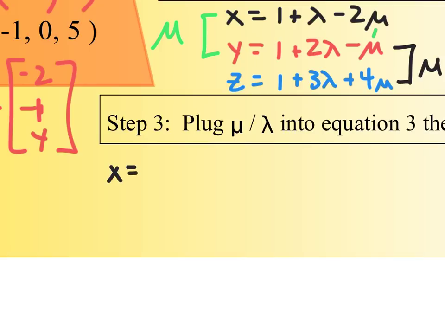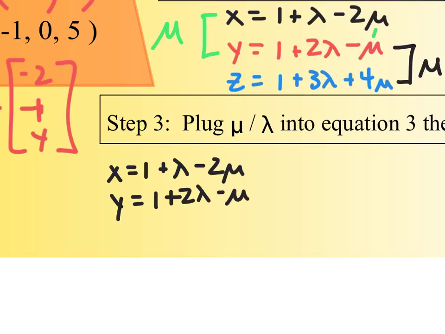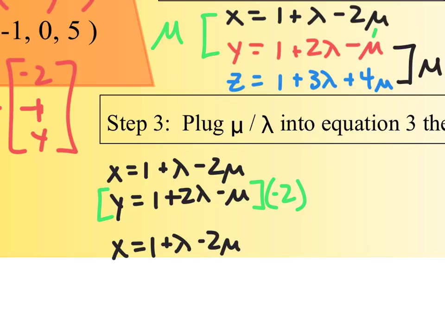So x equals 1 plus lambda minus 2 mu, and y equals 1 plus 2 lambda minus mu. I could eliminate mu by multiplying this second equation by negative 2. If I multiply it by negative 2, nothing changes in the first, so I'm just going to bring that down. But in the second, I would get negative 2y is equal to negative 2. Remember, it distributes everything, minus 4 lambda plus 2 mu.